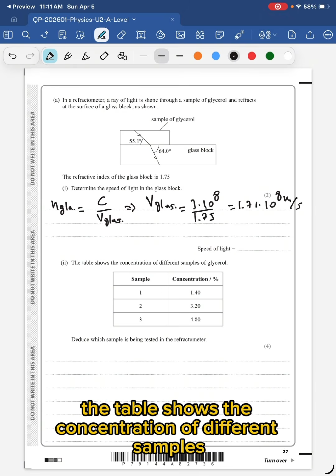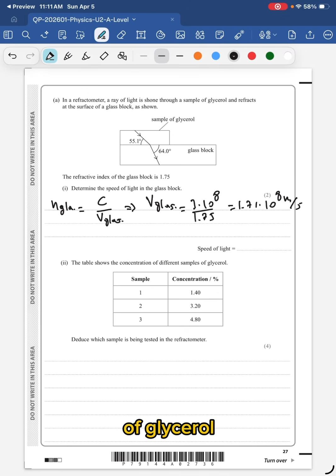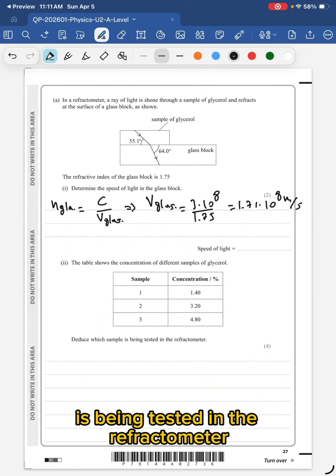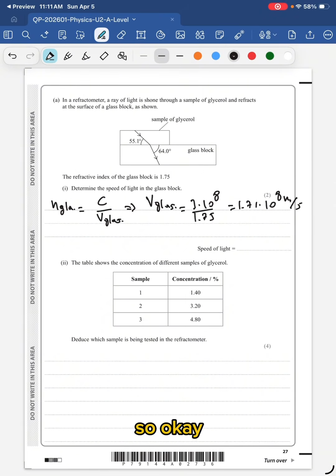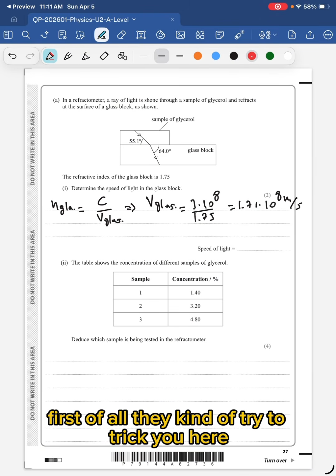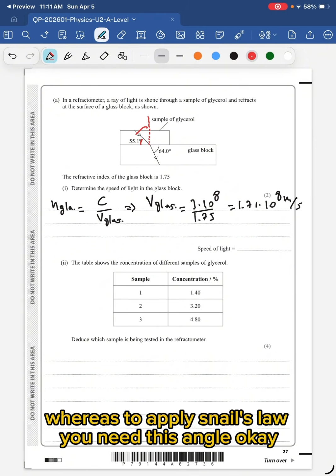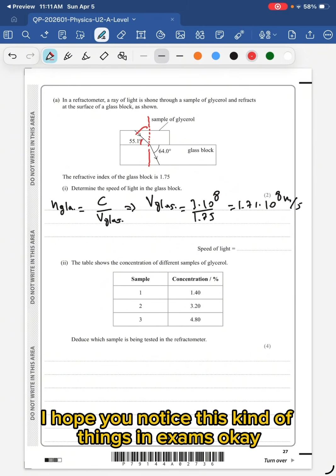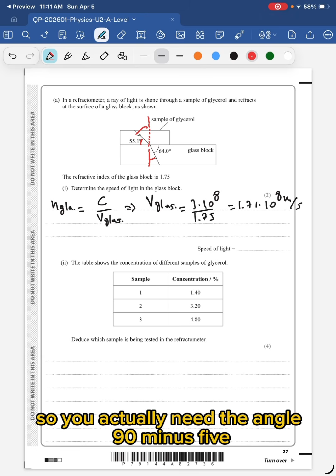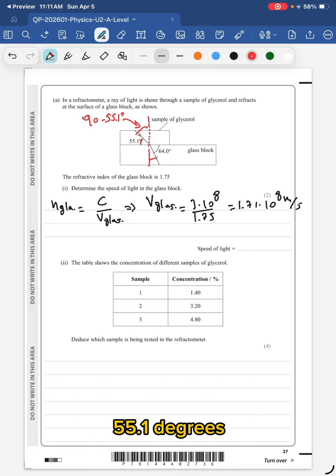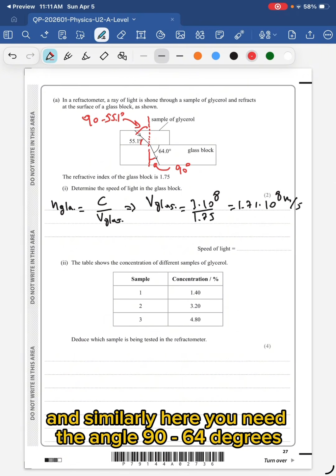Part 2. The table shows the concentration of different samples of glycerol, sample 1, 2, and 3. Deduce which sample is being tested in the refractometer. So, okay. First of all, they kind of try to trick you here. They give you this angle, whereas to apply Snell's law, you need this angle, okay? I hope you notice these kinds of things in exams. So you actually need the angle 90 minus 55.1 degrees. And similarly here, you need the angle 90 minus 64 degrees.